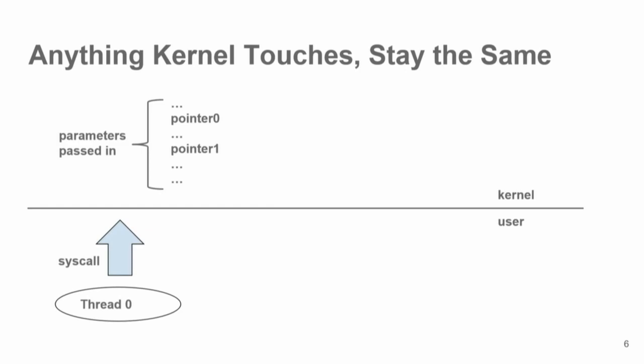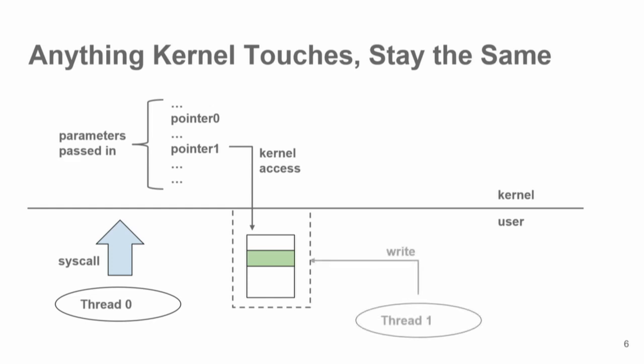But unfortunately, not all code does that. Some code may forget to do that. So that's why we try to come up with a mitigation, and our idea is very simple. Basically, anything the kernel touches should stay the same. Let's say one user thread initiates a syscall with parameters passed in, and those parameters contain other pointers. When the kernel references those pointers and accesses a user page, we think this page should be protected, and it should not allow other user threads to overwrite it.